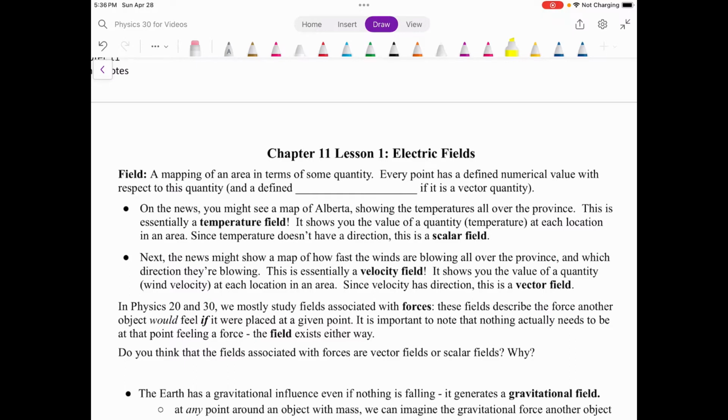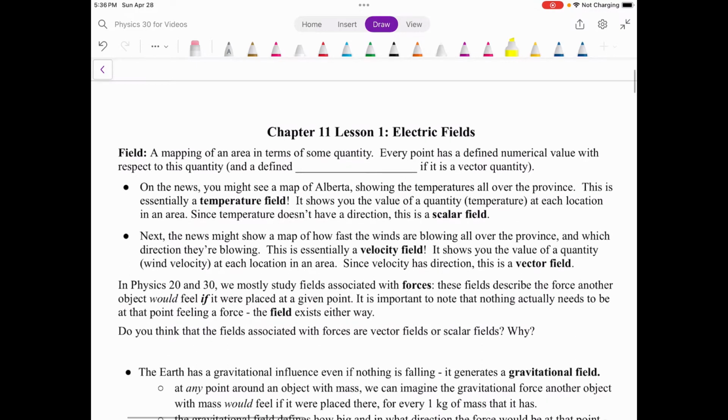Okay, so I'll start out by giving you the definition of what a field is. We'll get a little more comfortable with that idea. Then we'll see how it applies to these forces, like you already did in Physics 20 with the gravitational field. So here is what a field is. It's just a mapping of an area in terms of some quantity.